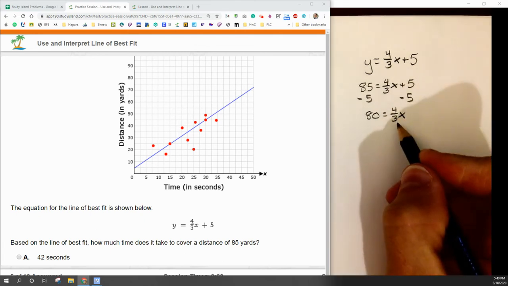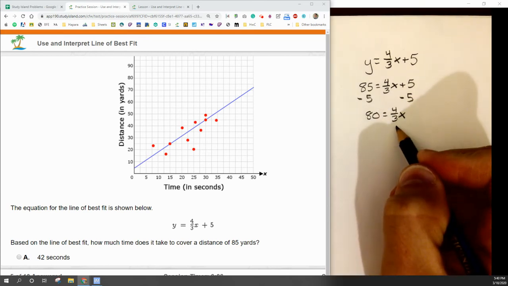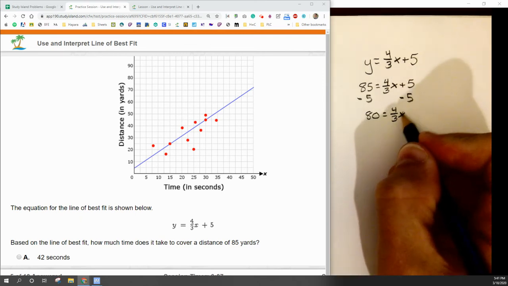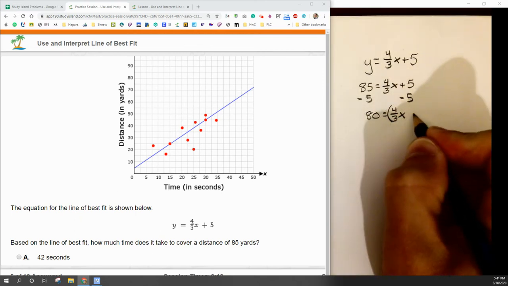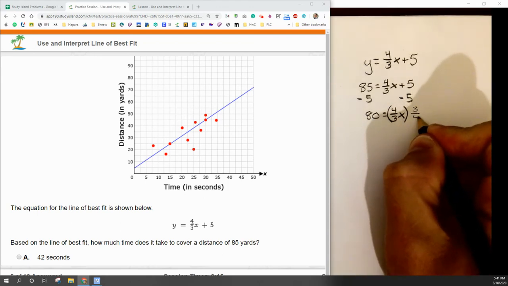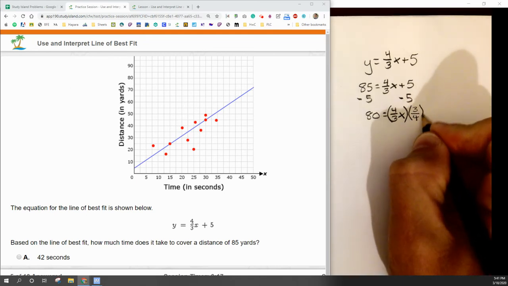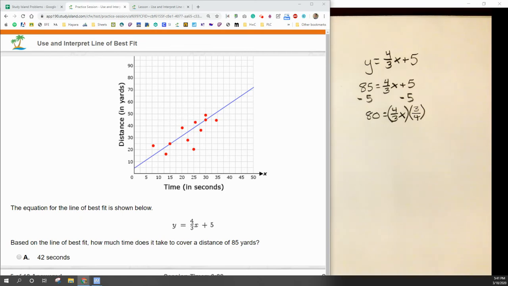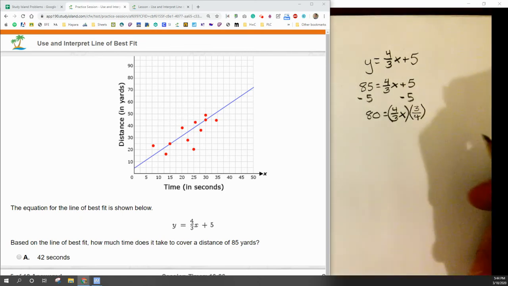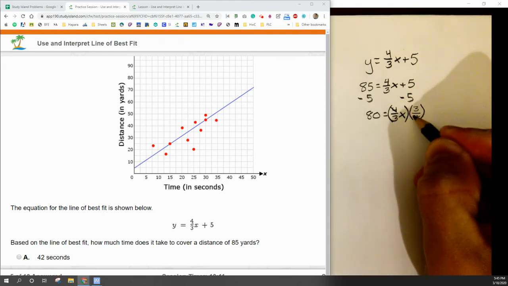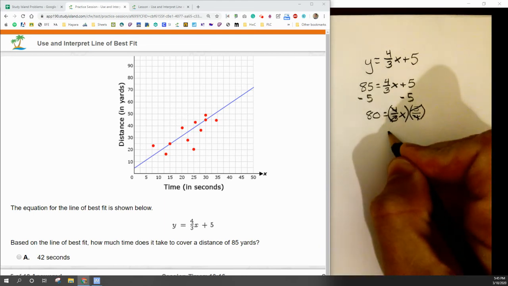Now you should have learned at some point that if you want to divide by a fraction, you have to multiply by the reciprocal of that fraction. So I want to divide by 4/3 here in order to get rid of the 4/3. And I'm going to do that by multiplying by 3/4. The reciprocal of a fraction is that fraction flipped over. So if I multiply 4/3 x times 3/4, multiplying 4/3 times 3/4 eliminates the coefficient 4/3 because 4/3 times its reciprocal is 1, so you have just 1x.